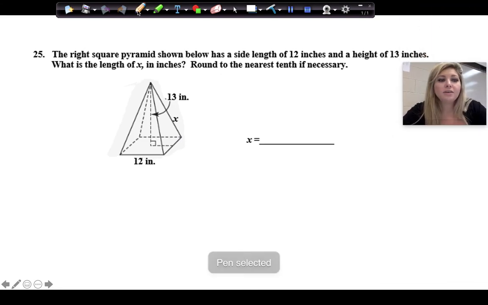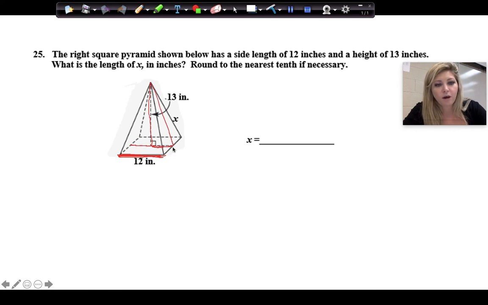The right square pyramid shown has a side length of 12 inches. That means this whole side is 12. We don't want the whole side in this problem. We only want half of it. Okay, and then the height is 13. That's important as well. Okay, so we want this right triangle.